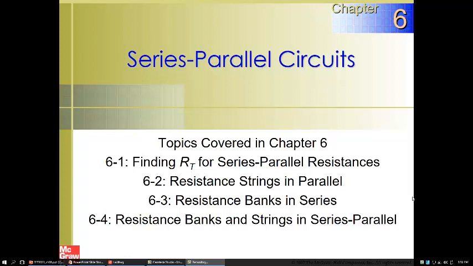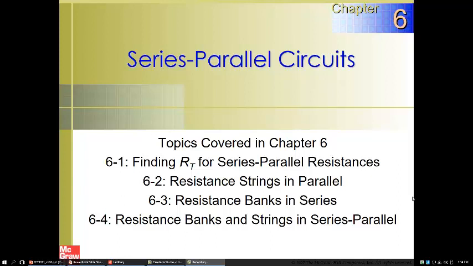So recall from chapter 4 that a resistor string is basically resistors that are in series. However, we can have several strings that are connected in parallel. And also when we have resistors in parallel, these are called banks, but we can also have several banks in series. So we're going to analyze and determine what's the total resistance for this type of circuits.